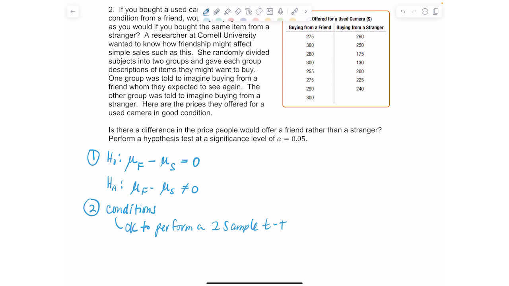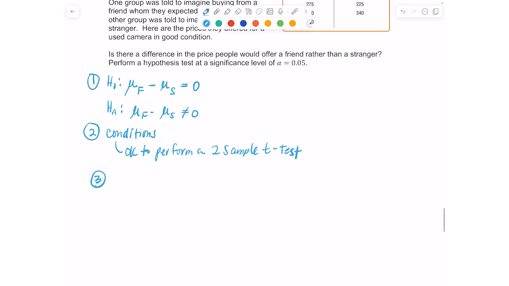And for step number 3, we need to perform our calculations. So for the calculations, we don't have mu f or mu s. So what we need to do is make a little table. We've got a friend and stranger. We know we need the sample size. We know we need the sample mean and the sample standard deviation.